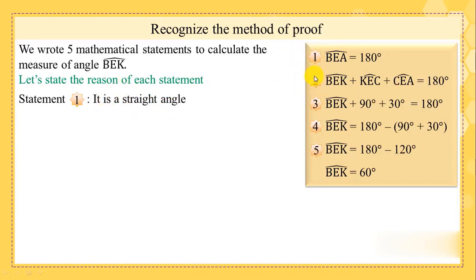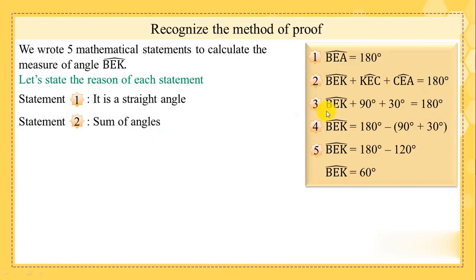Let's move to the second statement. The sum of these three angles is equal to 180 degrees. Also, we saw in the figure that BEA is composed of these three angles. Then the sum of these three angles is equal to 180 degrees. Then the reason of the second statement is simply sum of angles.